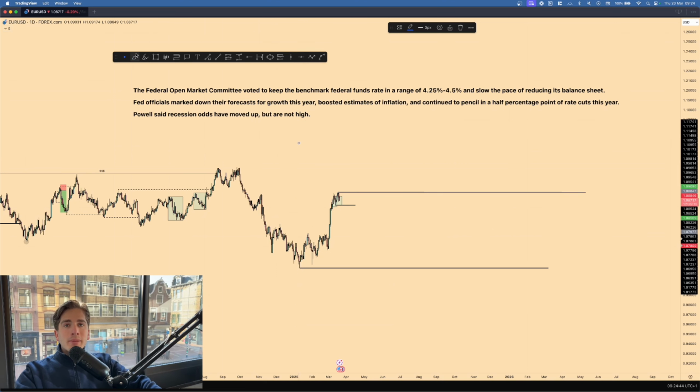So, guys, quick update here is that the Federal Open Market Committee voted to keep the benchmark federal funds rate in a range of 4.25 to 4.5% and slow the pace of reducing its balance sheet. To be honest, nothing new as expected.